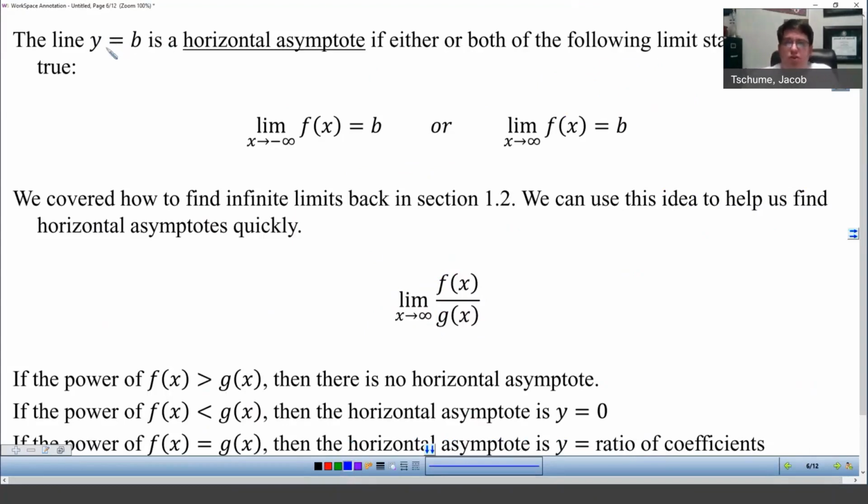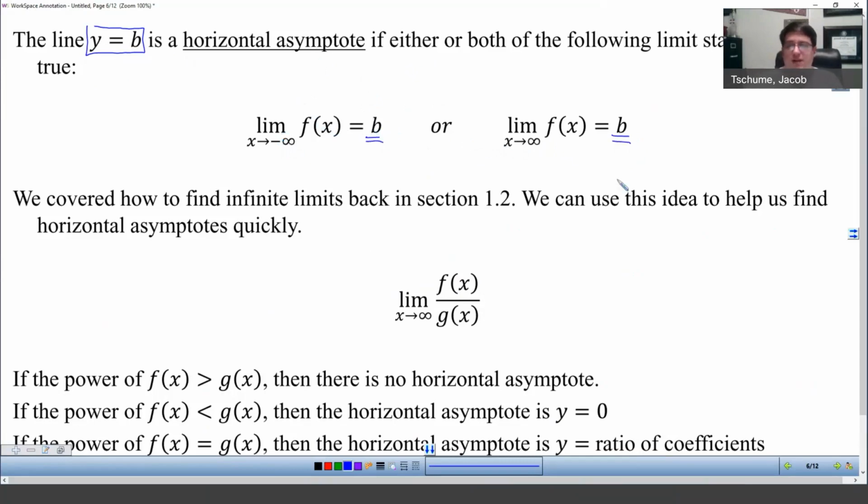First big difference you should notice is that when you write a horizontal asymptote, it's going to be of the form y equals b. So y equals this number b. It will be a horizontal asymptote if either of the following things are true. If you can take the negative infinite limit and get a b value, or if you can take a positive infinite limit and get a b value, this b value that you find is your value of the horizontal asymptote.